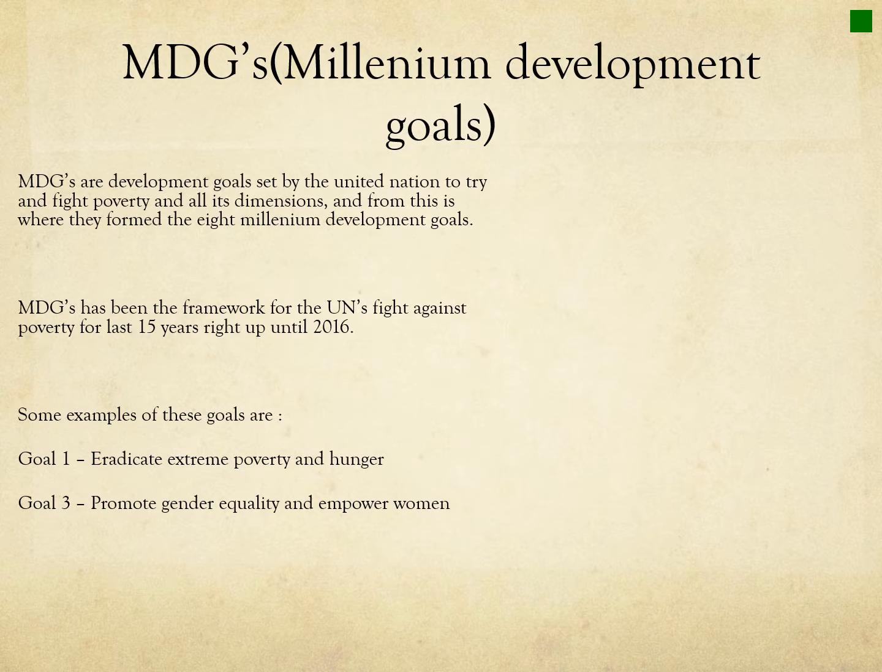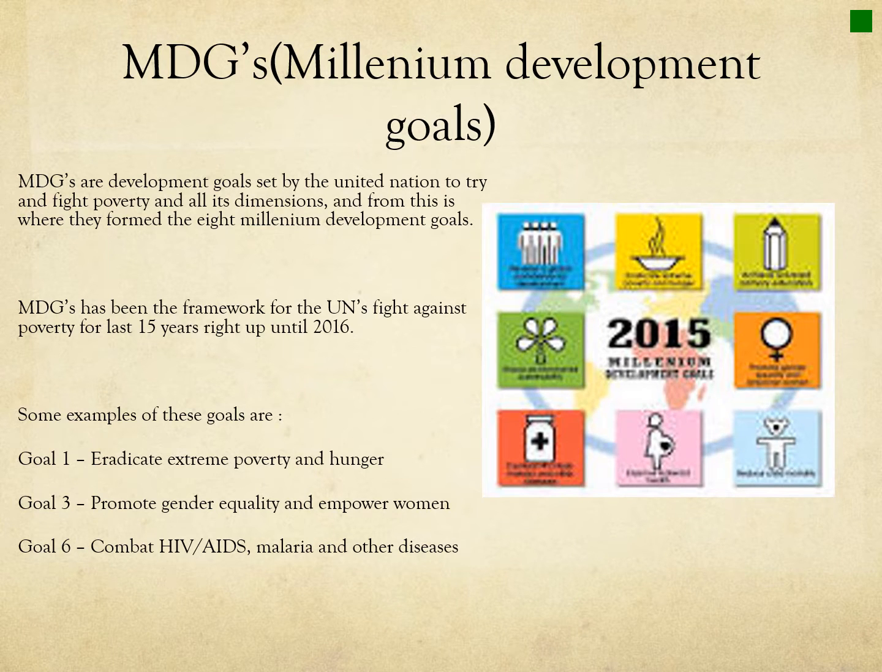Goal 3, to promote gender equality and empower women. And Goal 6 was to combat HIV, AIDS, malaria and other diseases. As it's coming to an end of the MDG period, they have many positive things to look back on, as from the efforts of global, regional, national and local, they have saved the lives of millions and helped improve conditions for many more.